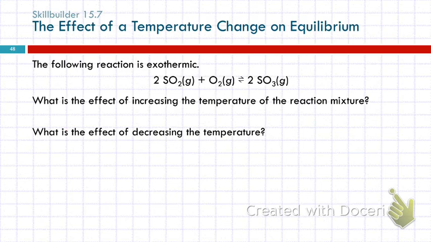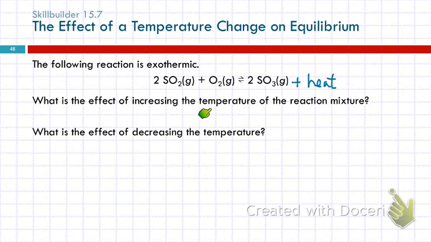So here we have SO2 plus O2 making 2SO3. And this is telling us the reaction is exothermic. An exothermic reaction gives off heat. So let's write heat into the equation. So heat will be one of the products. An exothermic reaction produces heat.